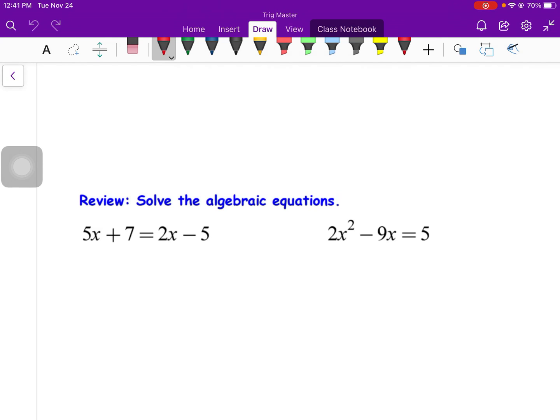Welcome to the chapter 6.1 notes. Go ahead, pause the video and do these couple warm-up problems quick. Just solving for x, basic algebra stuff. Shouldn't be too complicated. So when you're done, unpause and see how you did.